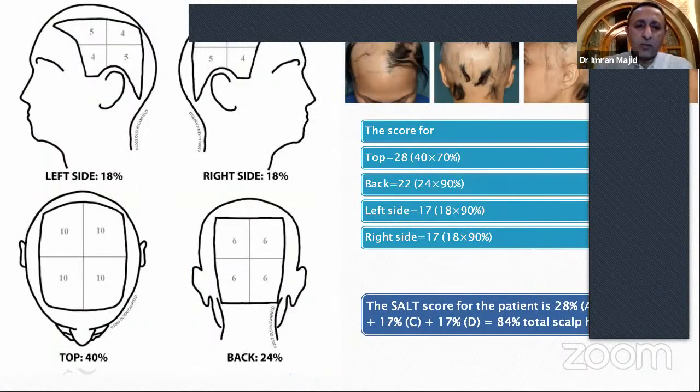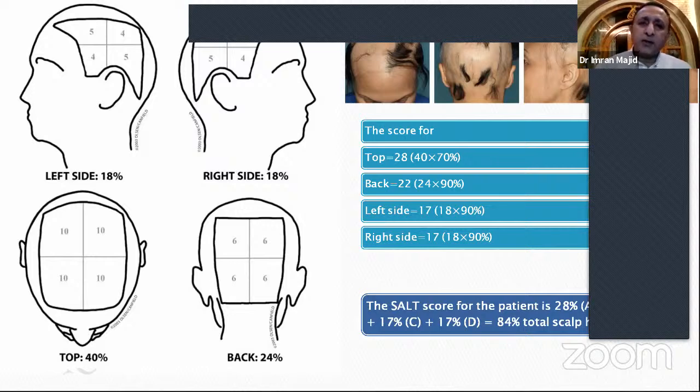You can see that the top is 40% of scalp surface, the left side is 18%, the right side is 18%, and the back is 24%. There is an example given in the picture above. The top is around 70% involved, so it gets a score of 28. The back is around 90% involved and gets a score of 22. The left side gets 17, the right side gets 17, and the total score is 84. So 84% of the total scalp surface is involved.